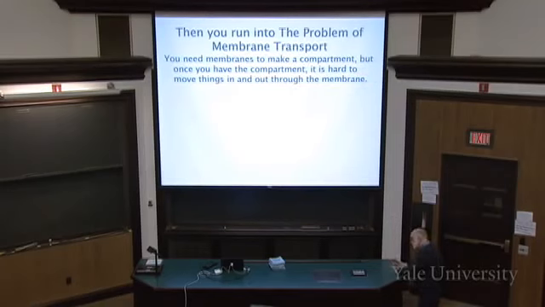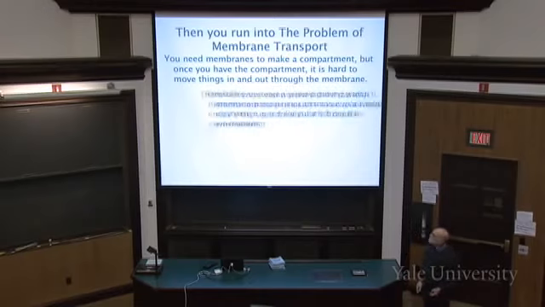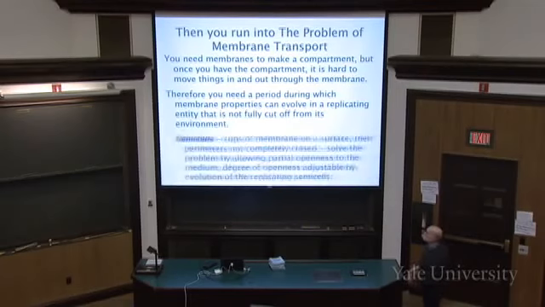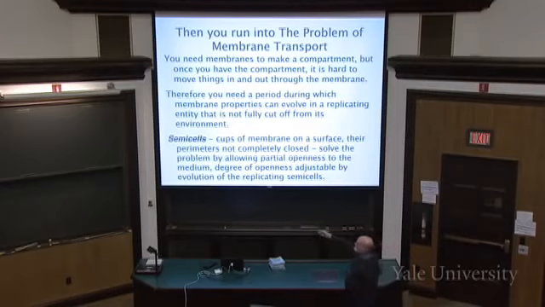You've got to have a membrane. You've got to isolate your reactions so that they can be cooperative and not destabilized by parasites. But once you've isolated them, then you have the problem of moving things in and out through the membrane. So there's got to be a period back at the origin of life during which membrane properties can evolve, and that in a replicating entity that's not yet fully cut off from its environment. And the solution to that, one possible solution, is a semicell.